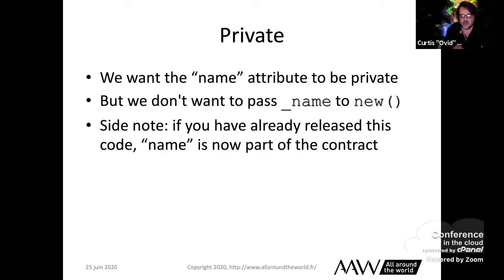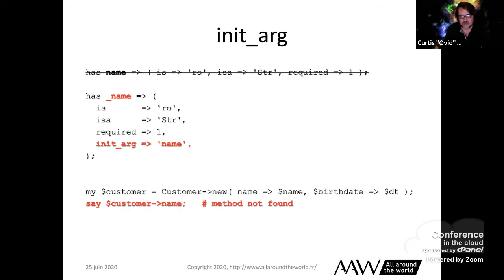We want the name attribute to be private, but we don't want to pass underscore name to new, because we usually make things underscore to say they're private even though they're not. So one way to fix that is with init arg. I discovered a lot of Moose developers aren't familiar with this. Init arg says, okay, I've got my underscore name attribute, and I'm going to pass init arg name to this, which says when I call it in the constructor, I'm actually going to initialize this using the name key, not the underscore name key. So now when you call customer name, you get a method not found error. So you've got a little bit of safety.